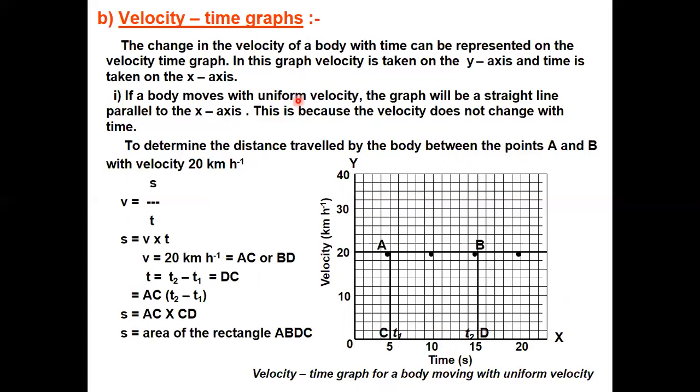If a body moves with a uniform velocity, the graph will be a straight line. If a body moves with a uniform velocity, meaning constant velocity, the graph will be a straight line parallel to the x-axis.